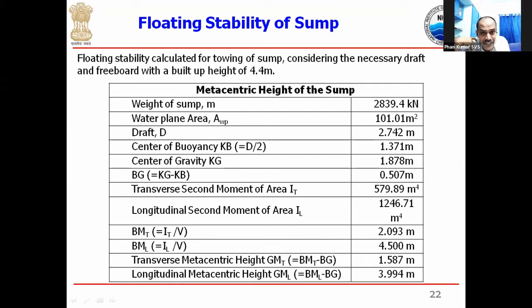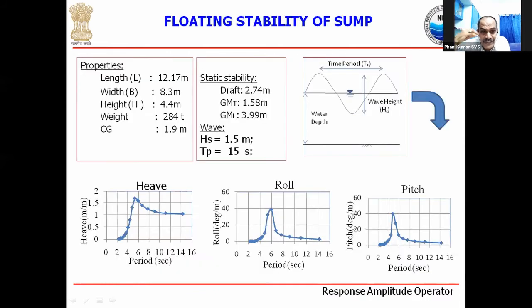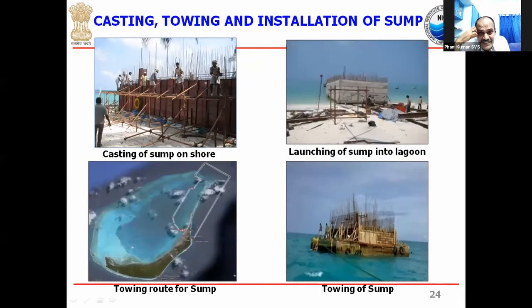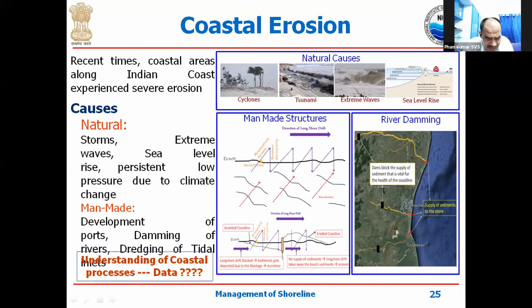In my view, this is the entire base for the entire project for this part. So we go with floating stability and also the RAOs for the sump so that everything is within the limits. This is the towing route for Minicoy Island, which I think was somewhere around 30 kilometers from start to end.